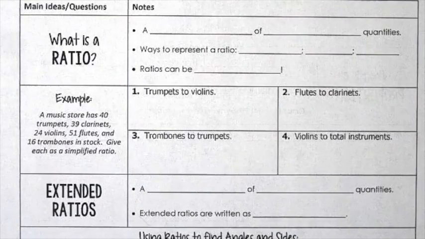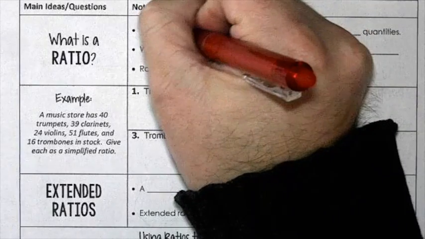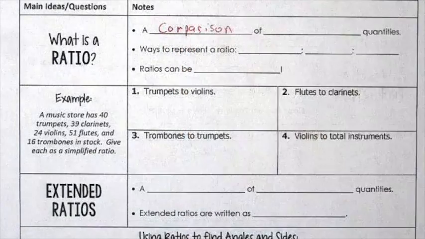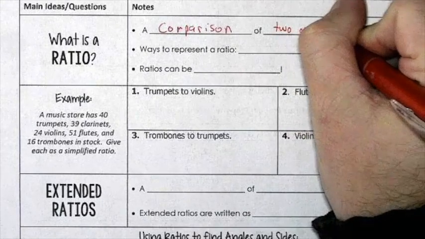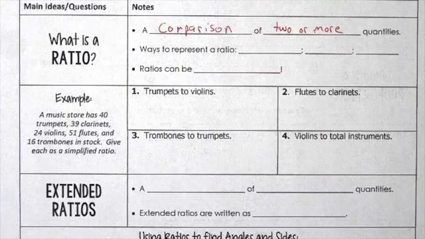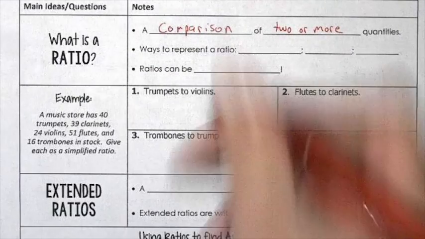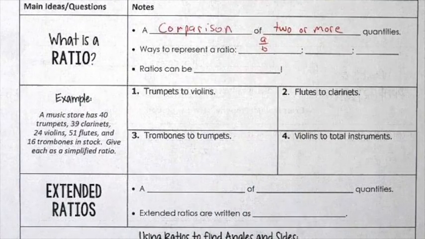The first thing is, well, what is a ratio? Well, if you remember, a ratio is just a comparison of two or more quantities. And there are a couple of different ways to represent a ratio. The first one is just a fraction. So I could have some number over another number. That would be a ratio.